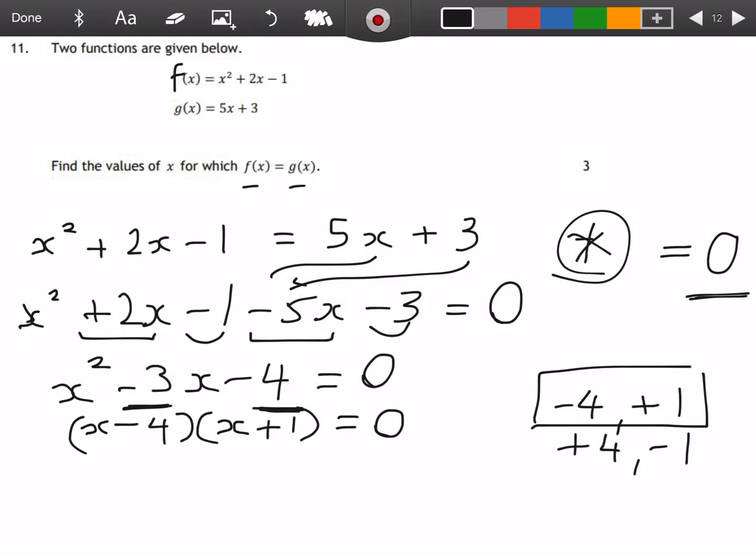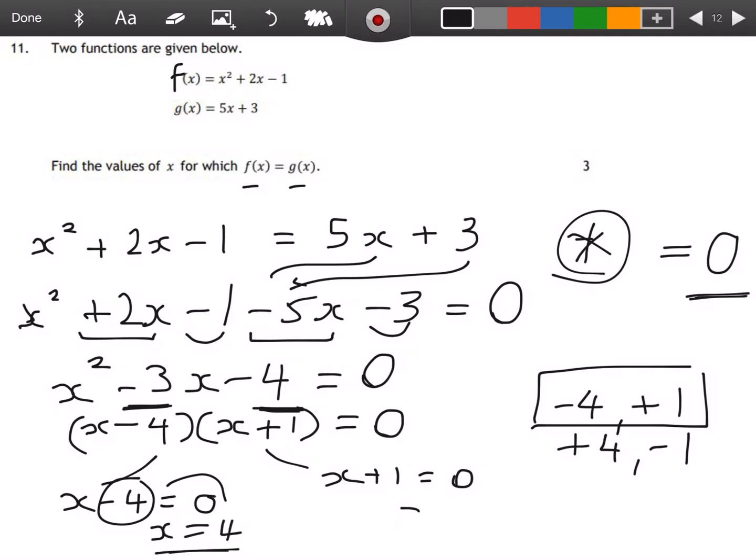It's not solved though. To get your solutions, you set the factors equal to 0. Set the factors equal to 0. Move your -4 across. x is equal to +4, and x on the other side. Move your +1 across. x is equal to -1. That's your two solutions.